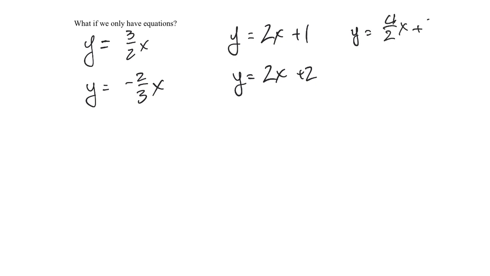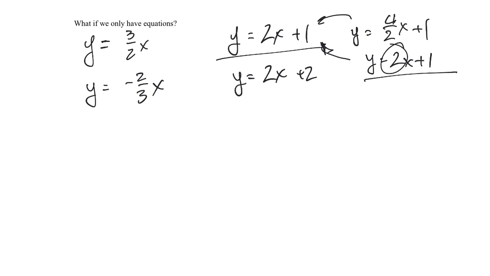4 over 2x plus 1 is not parallel to this one. It's the same equation, and that is something a little different. So don't fall into that trap. Just because the slopes are the same doesn't mean they're parallel. It could be the same exact line. But these two are parallel, right? Slope is the same, and then we have a different y-intercept.